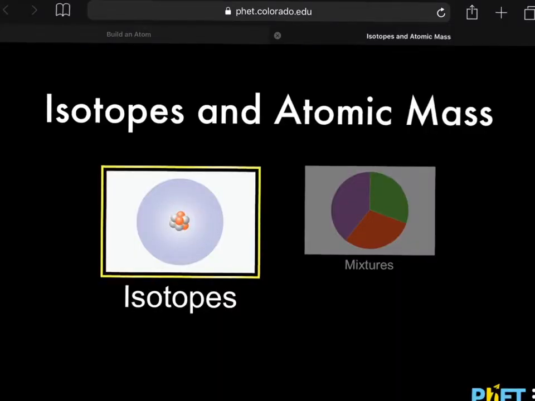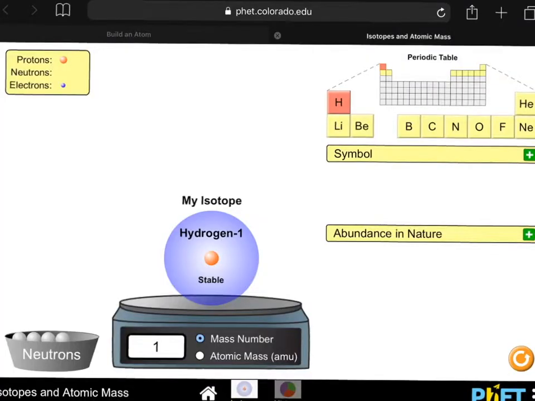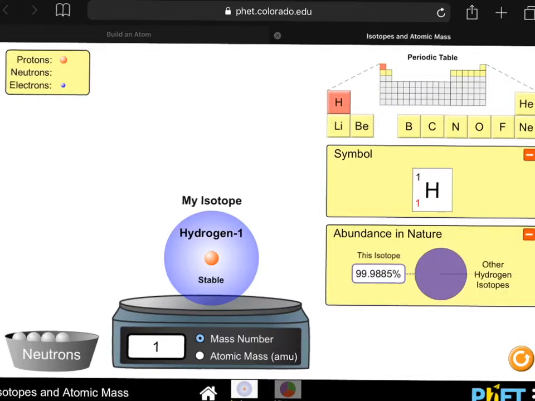So with UC Boulder's animation on isotopes, we can see we have a small periodic table in the upper right-hand corner. We're going to see our symbols and how often this element is abundant in nature.